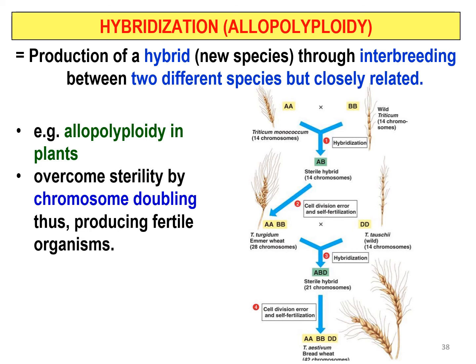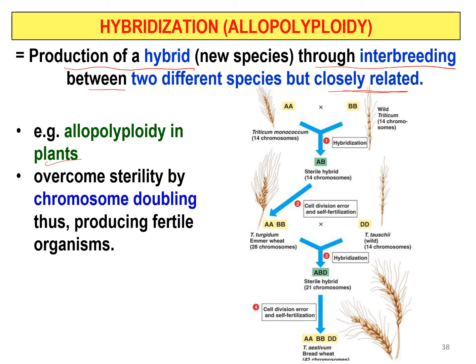The third mechanism is hybridization. Hybridization is the production of a hybrid. A hybrid is a new species, through interbreeding between two different species that are closely related. Maknanya bukannya kura-kura dengan kerbau, itu memang very distant, tak ada relation langsung kan. Jadi dia adalah two different species but closely related.